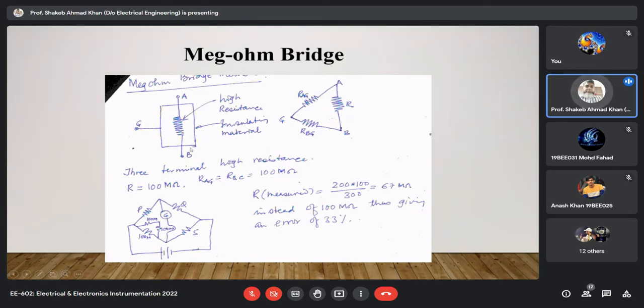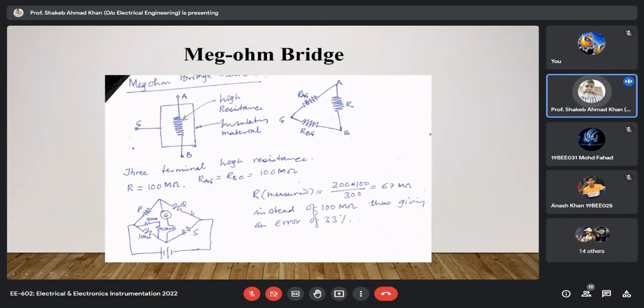Now we are measuring this high resistance using a Wheatstone bridge. Here you see the Wheatstone bridge. If you look at the equivalent circuit of the unknown resistance, these two are in series, and this series combination is in parallel with the third. So the equivalent resistance appearing in this arm is basically 67 mega ohm, although the unknown resistance is 100 mega ohm. So there is an error of 33%.